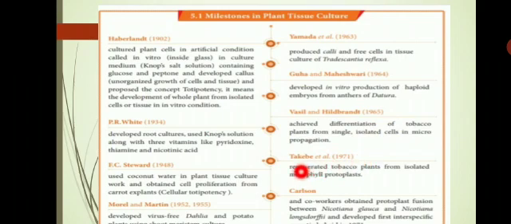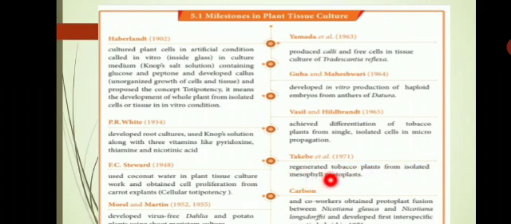Next scientists were Takebe et al. in the year 1971. Takebe et al. regenerated tobacco plants from isolated mesophyll protoplasts. Here, Takebe et al. used isolation of protoplasts, and from the isolated protoplasts they formed a regenerated tobacco plant.